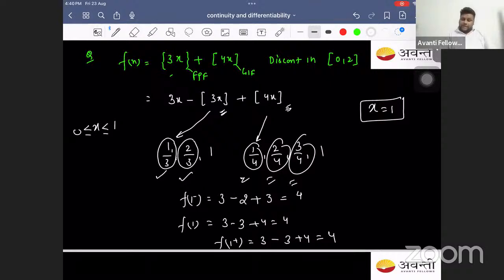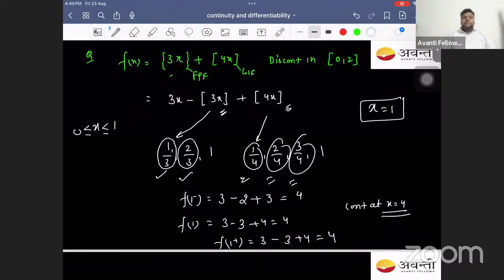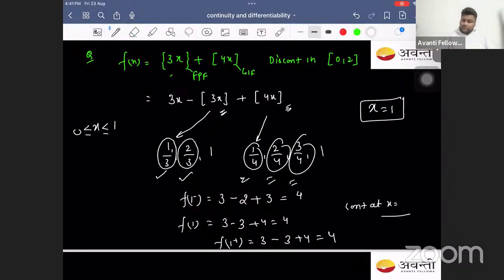All right. So it became continuous at x equals to 1. Got it? It means the function is continuous at x equals to 1, and the value of the function is 4. So continuous at x equal to 1.